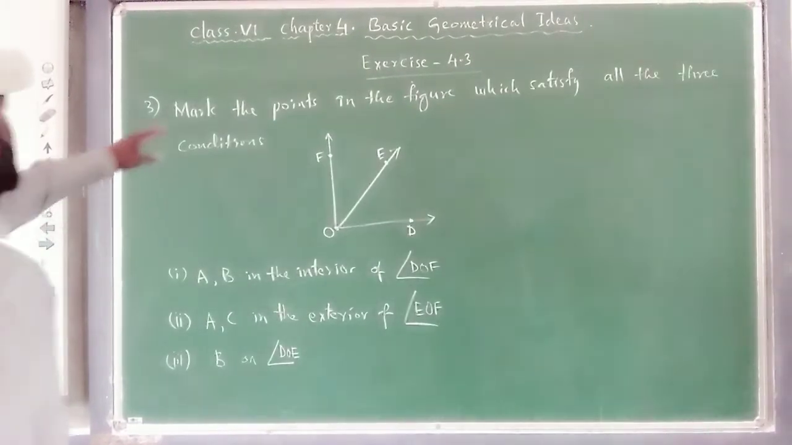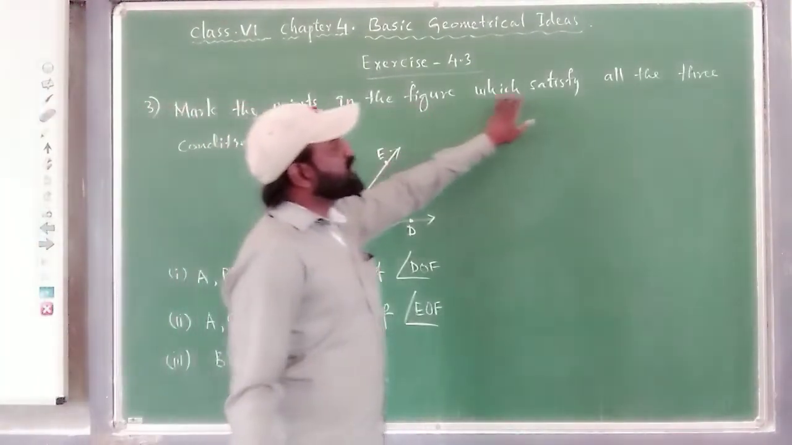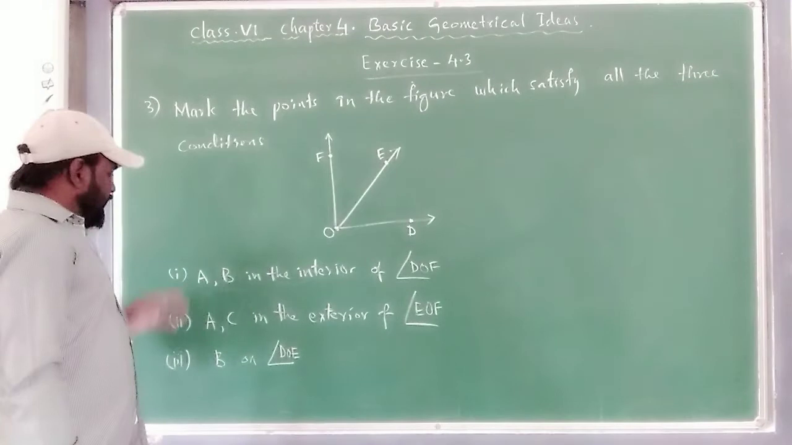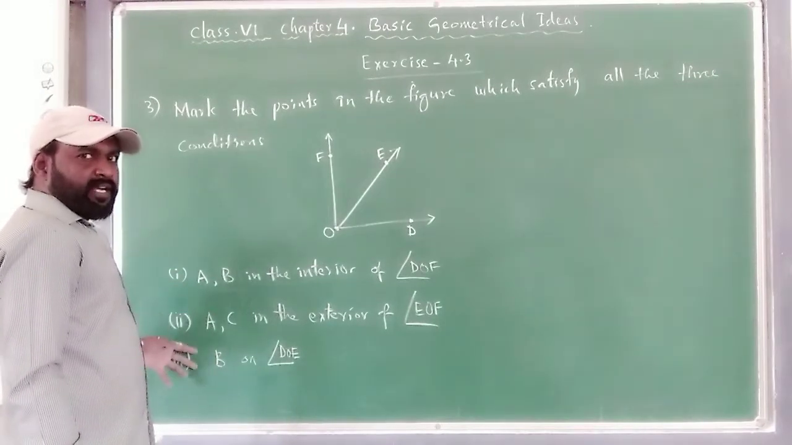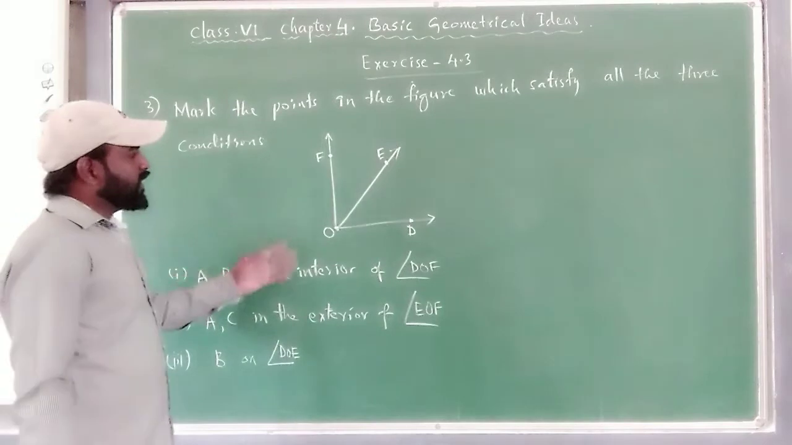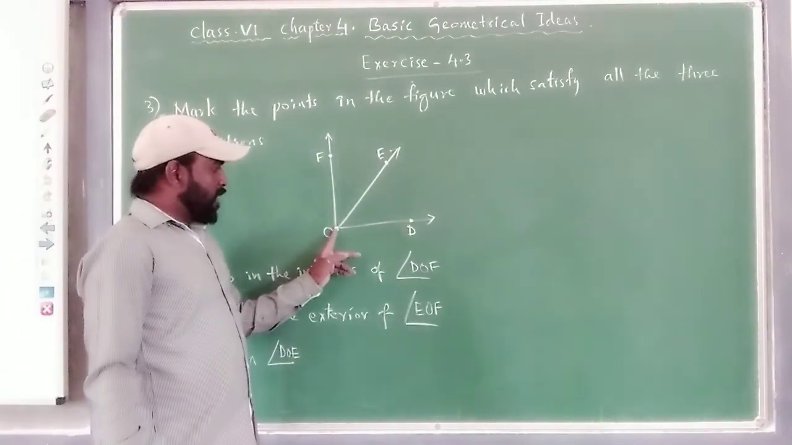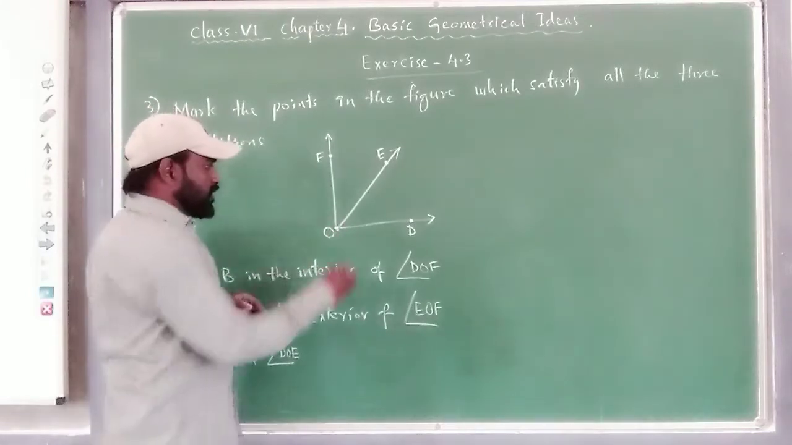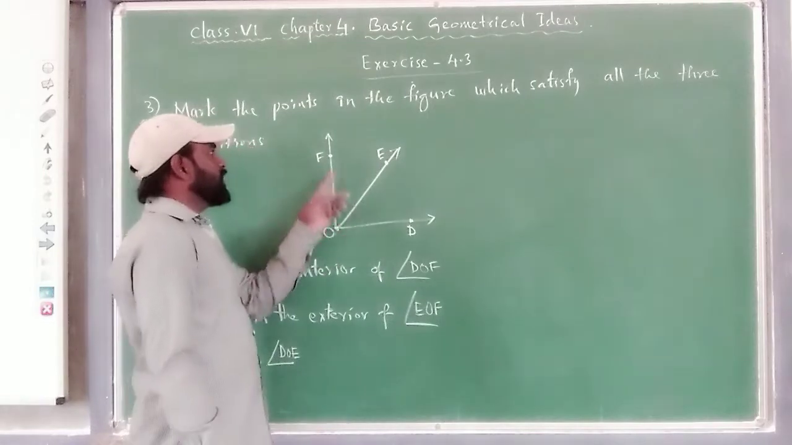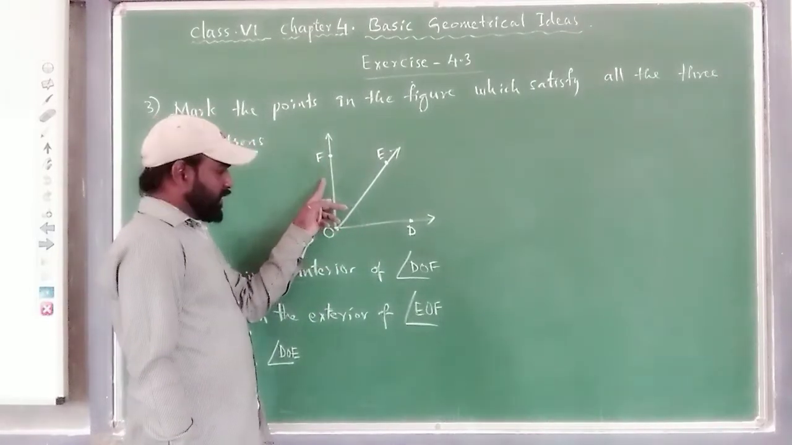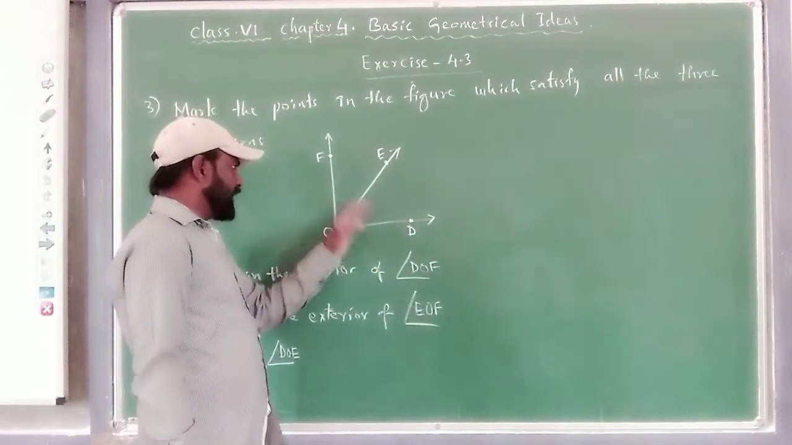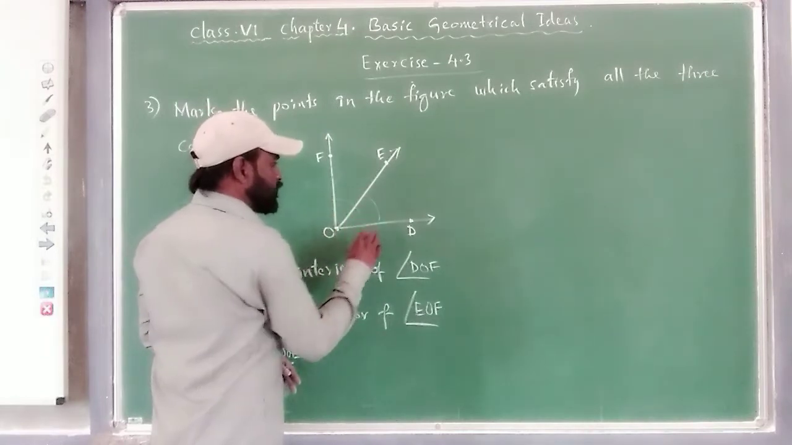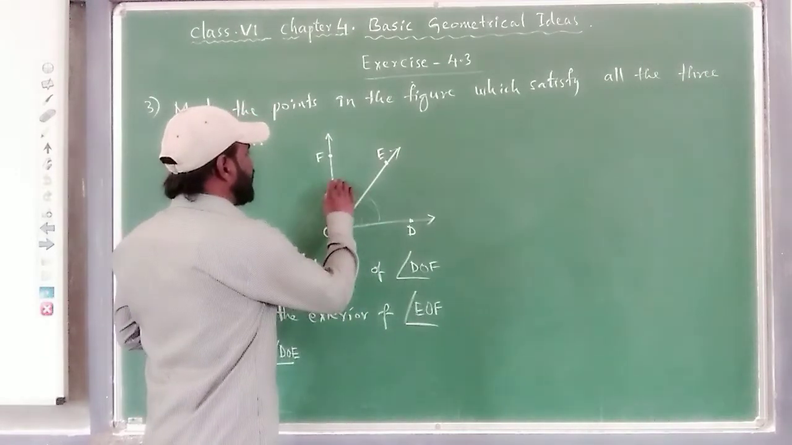See the question number 3. Mark the points in the figure which satisfy all the three conditions. In this figure, these three conditions are given. To satisfy these three conditions, we have to mark the points. First, look at the figure. The common vertex is there. There are three angles actually. You can see, this is the full angle. Full angle is DOF. One angle. Angle DOF. This is a full angle, complete one. Next, angle EOF. This is a small angle, and one more angle DOE also there.